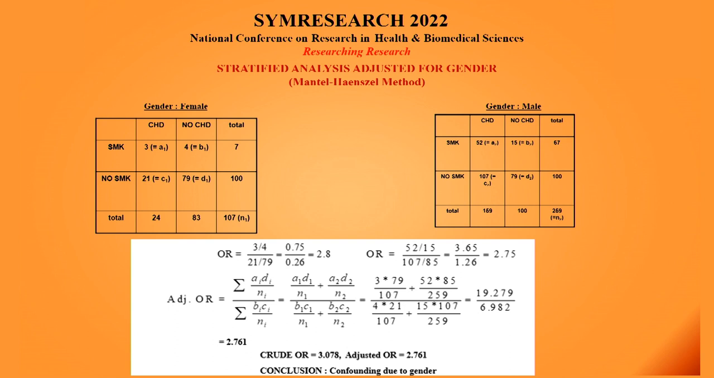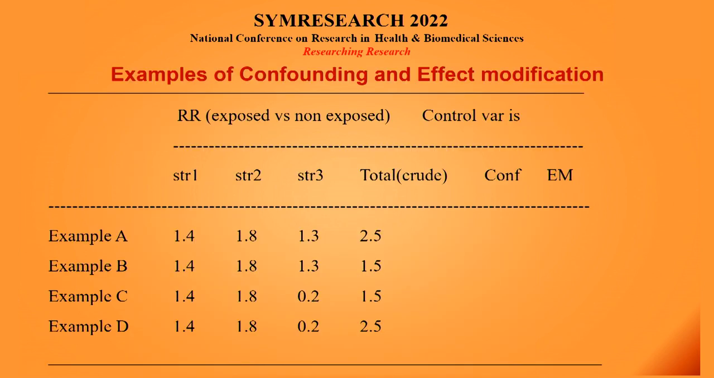But let me spend just 5 minutes on how you find out whether this nuisance factor is a confounder or an effect modifier, because that's what will determine how to deal with that variable. So let me spend just 5 minutes on this. So see, what you need to do is, this is an example. This is basically an example of confounding and effect modification.